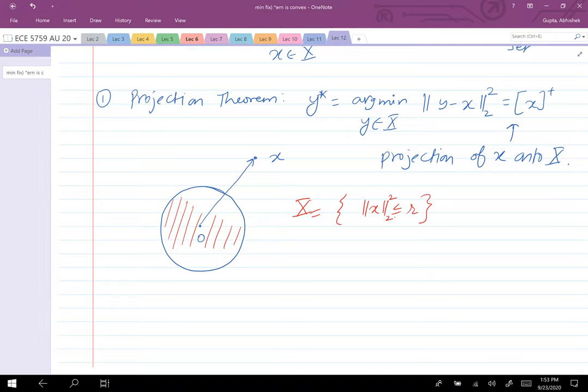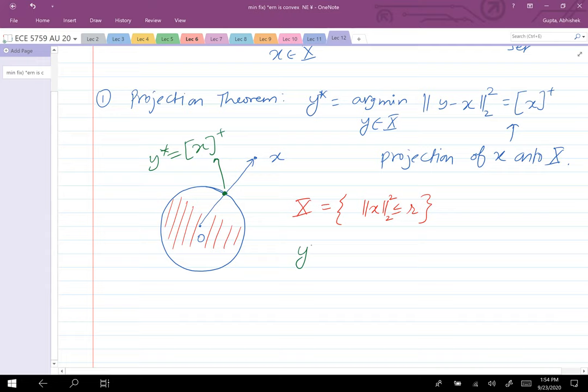So what's your guess? What is the point that is closest to X? And the point should lie in the convex set capital X. Any guesses? Which point would be the closest? The intersection with the tangent at the surface of the sphere. Right, so this particular point. This is the intersection of this line segment and the circumference of the sphere, and this is the projection of the point onto the set, which is the sphere.